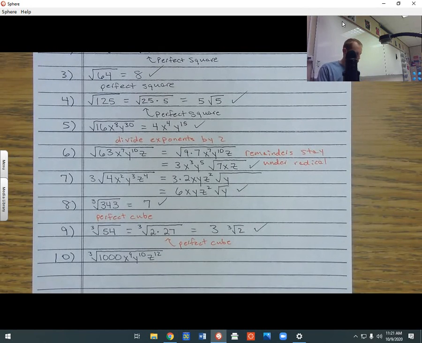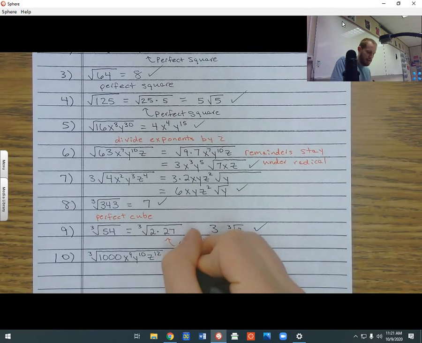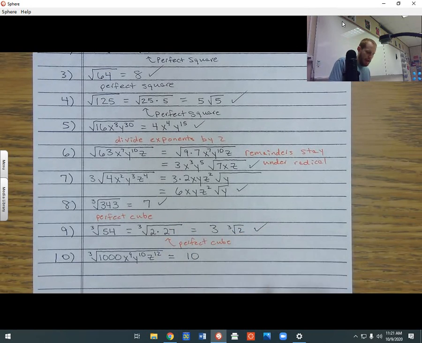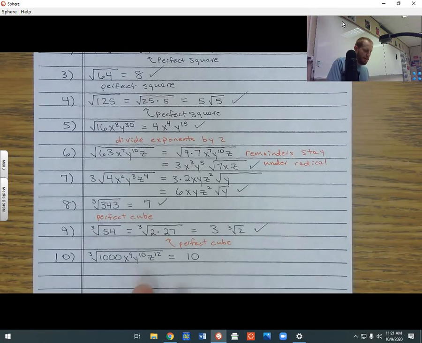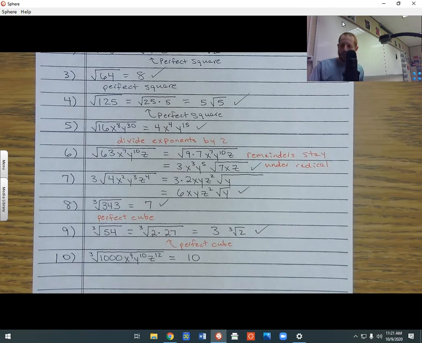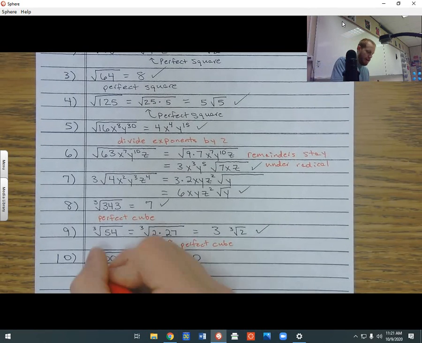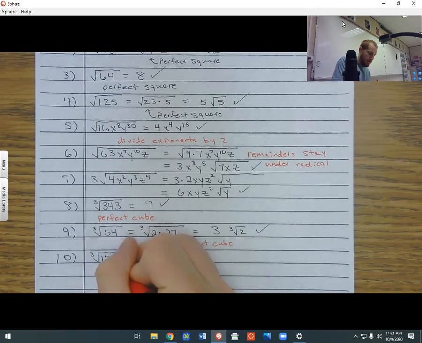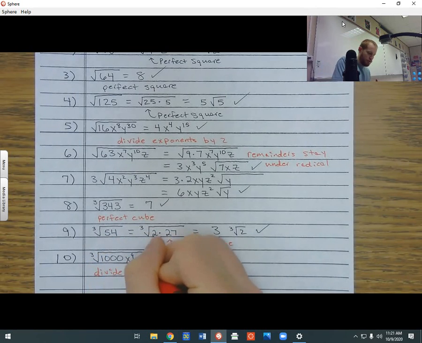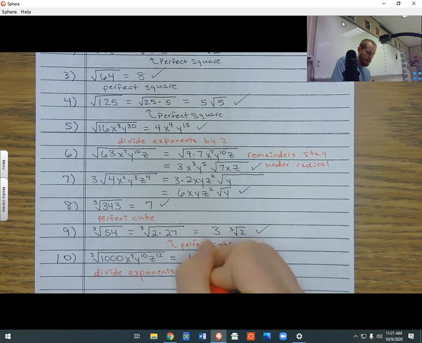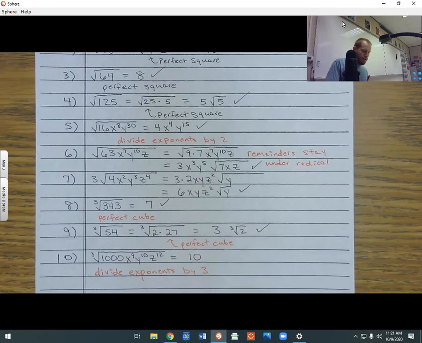Alright, and the last one. Cube root of 1000 is 10. And let me do the variables now. So now we're doing cube roots. We're going to divide all the exponents by not 2, but actually 3. We're going to divide all the exponents by 3. So let's try that. Okay, the x's. 9 divided by 3 is 3, so we can take out 3 x's.